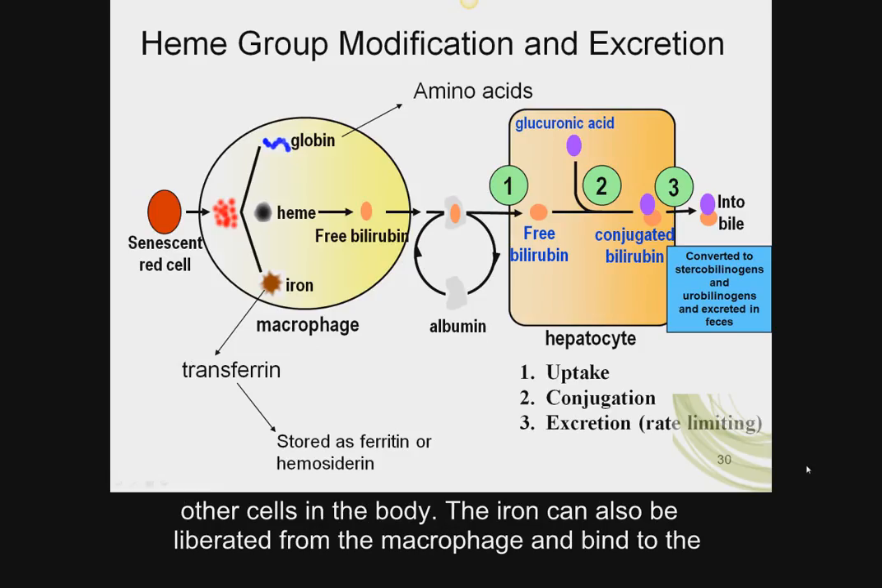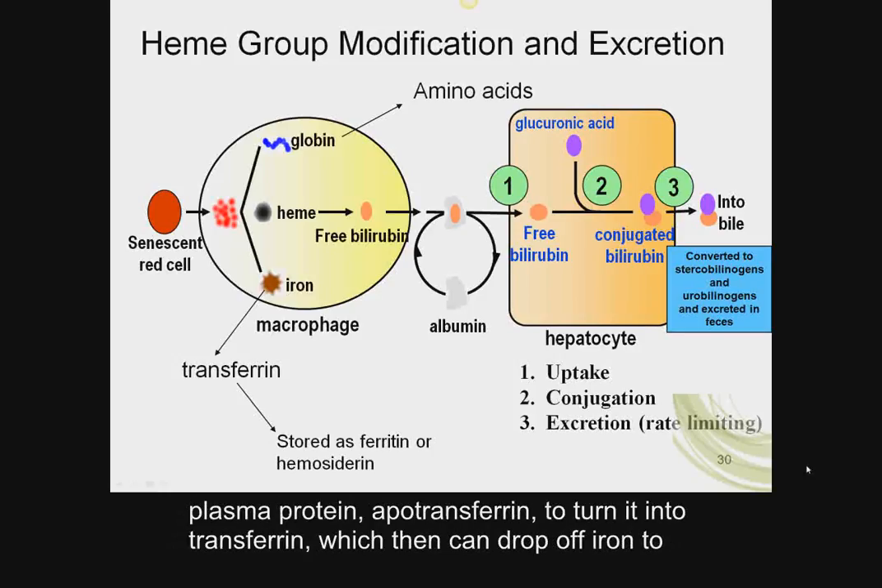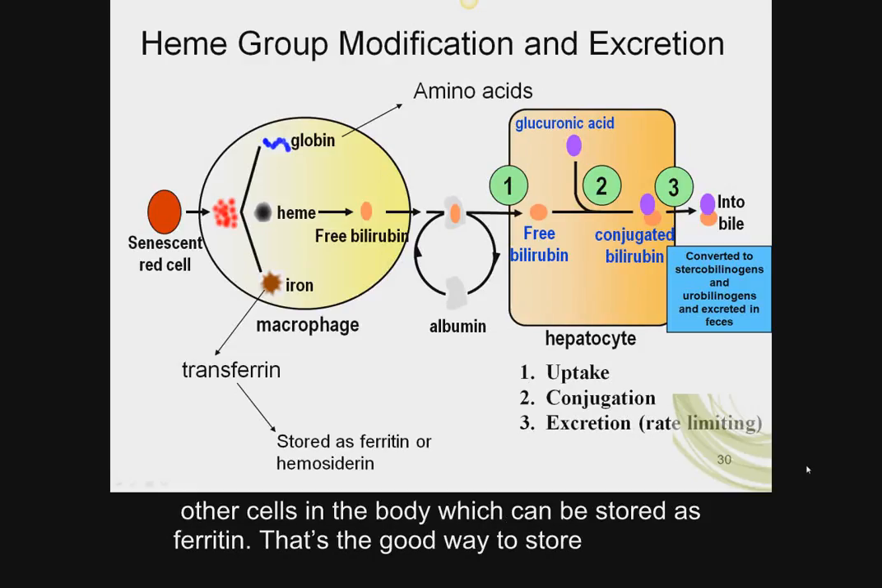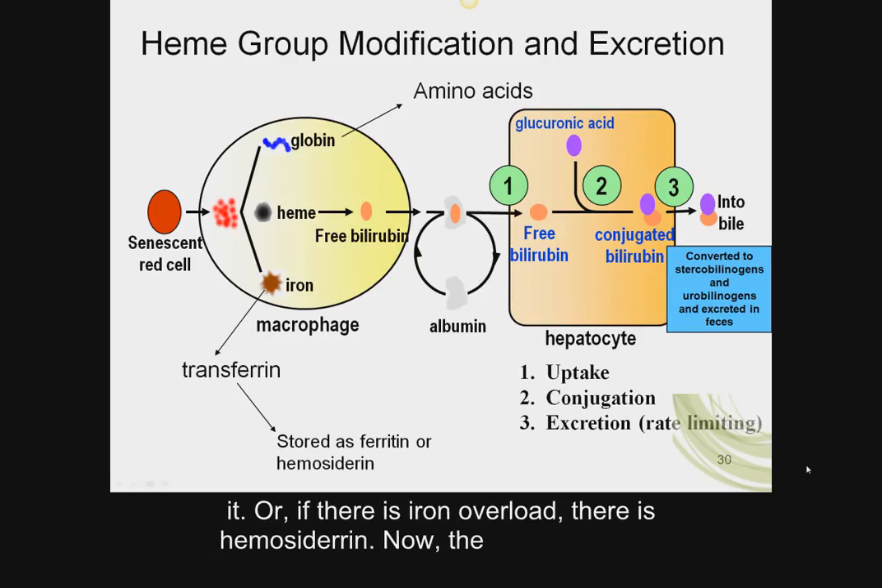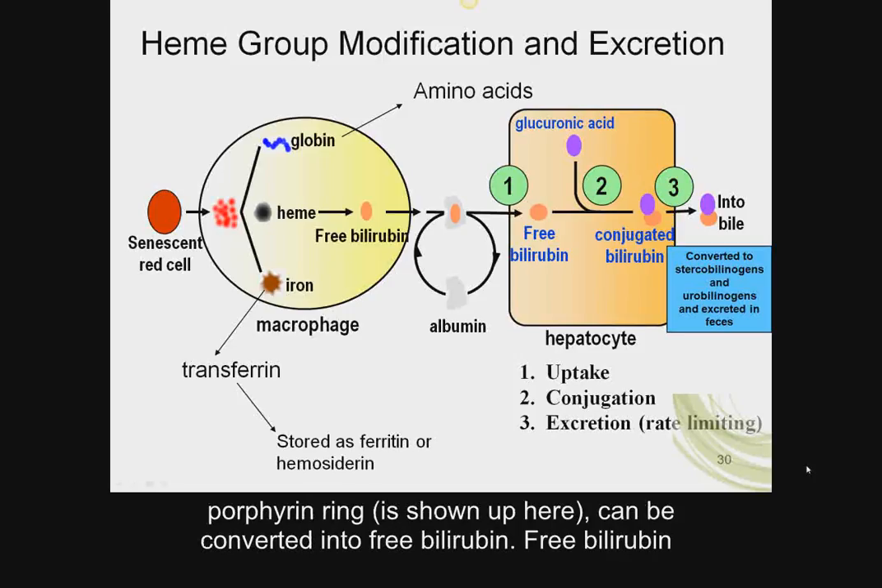The iron can also be liberated from the macrophage and bind to the plasma protein apotransferrin to turn it into transferrin, which then can be dropped off to other cells in the body, the iron I should say, and then the iron is stored as ferritin. That's the good way to store it, remember. If there's too much of this red blood cell destruction, then there can be iron overload, and this can lead to hemosiderin. Now the porphyrin ring, it's shown up here, can be converted into free bilirubin.